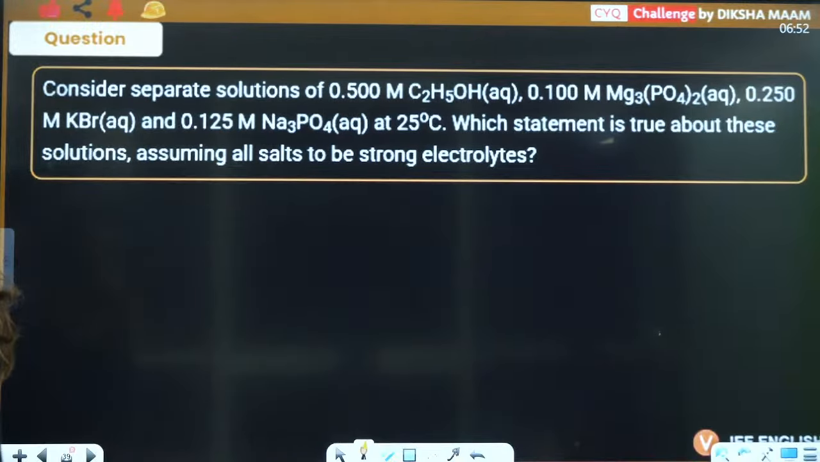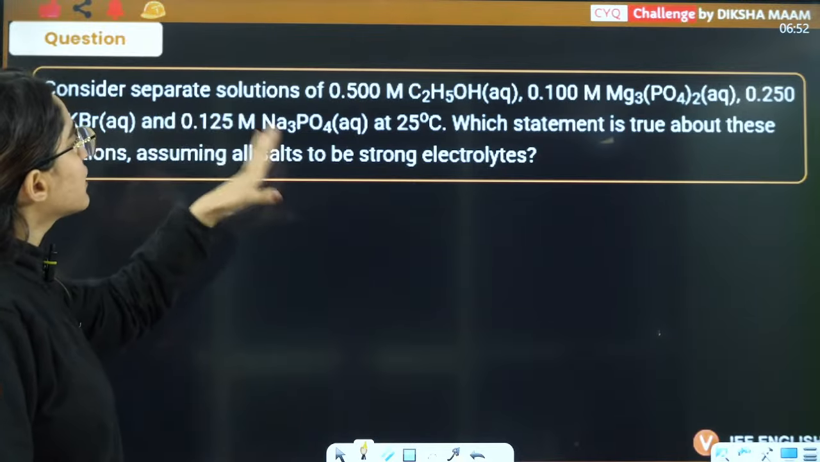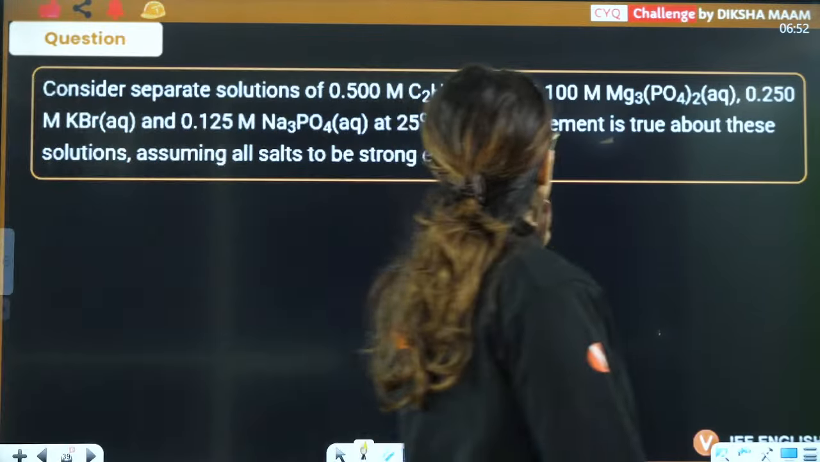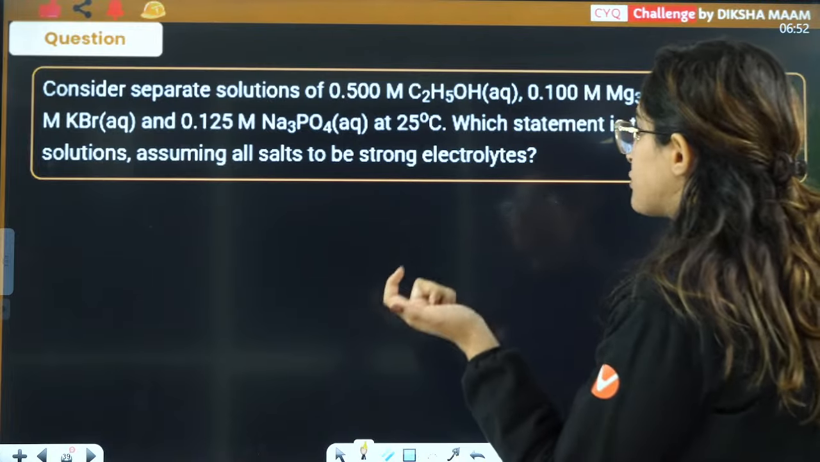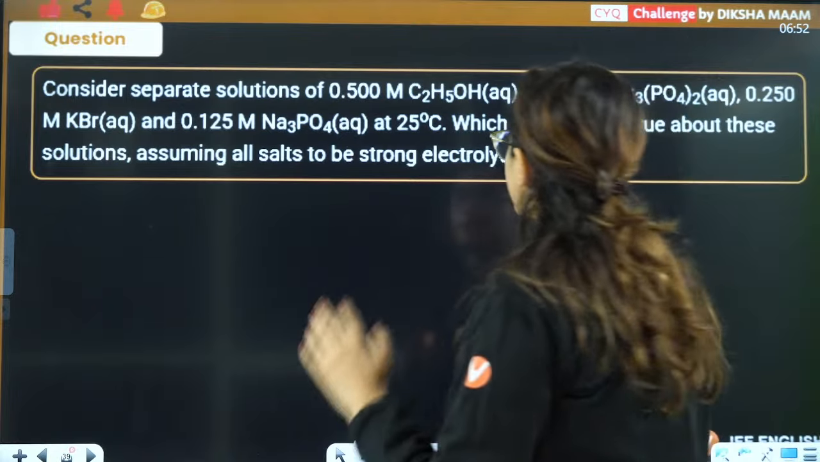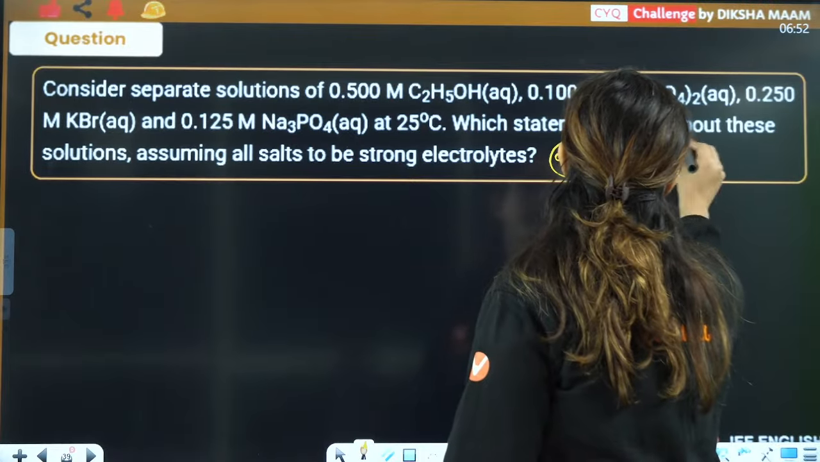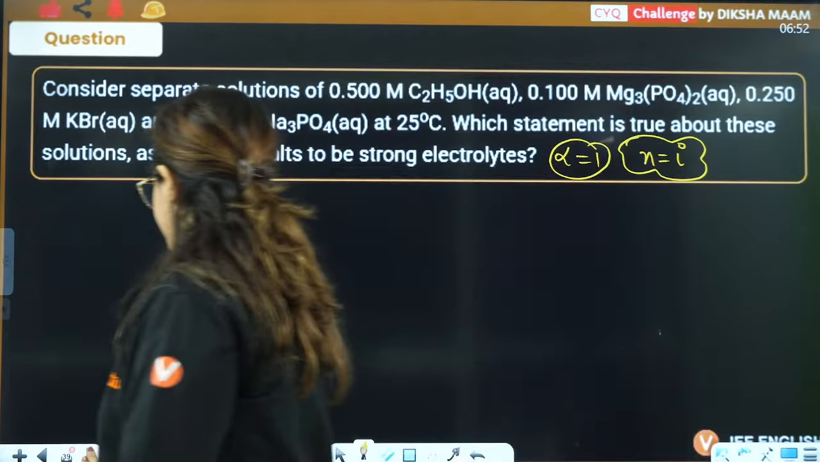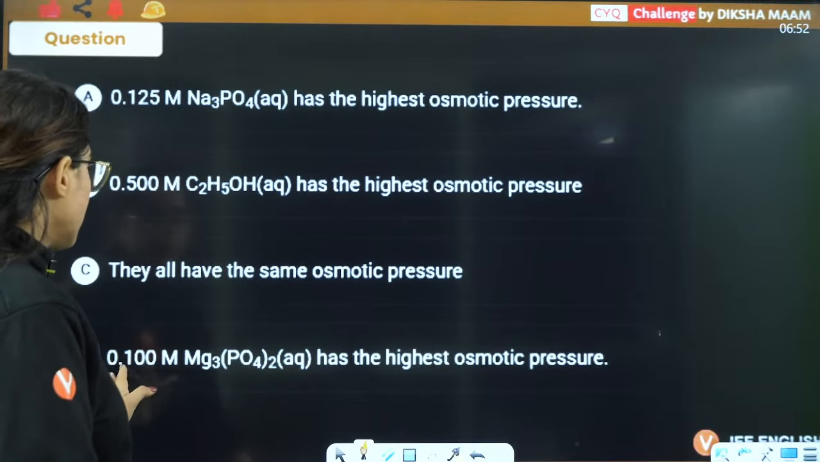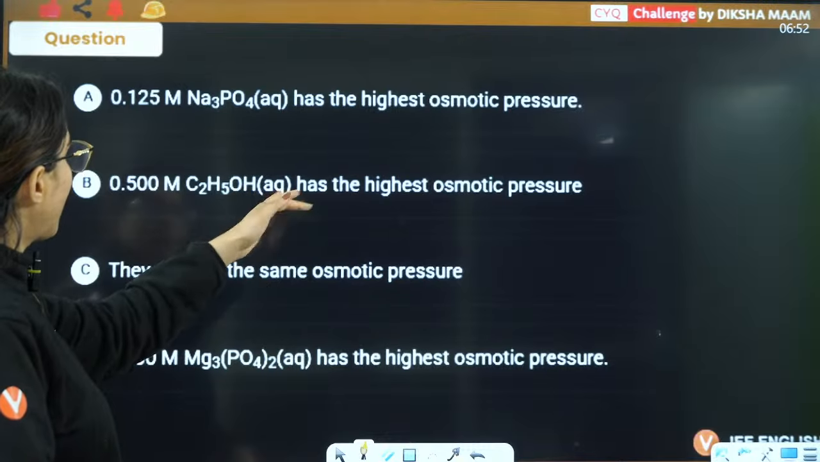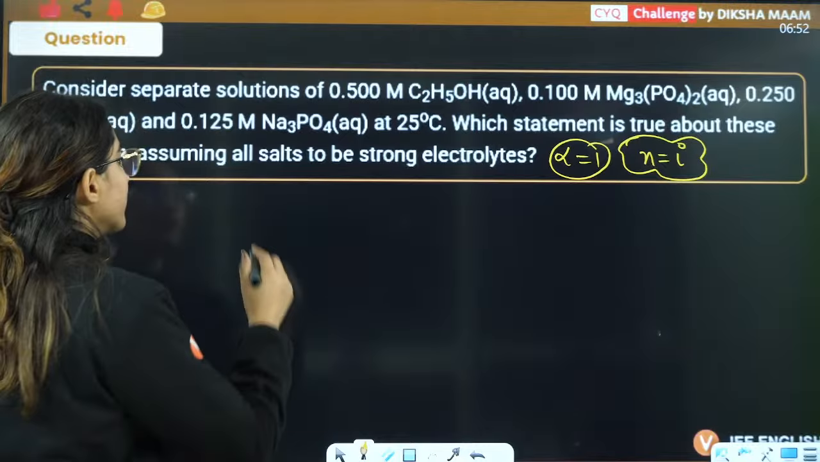Last question of today. That is, consider separate solutions of 0.5 molar of this, this, and this. Which statement is true about solutions assuming all the salts are strong electrolytes? That means alpha is equal to 1, n is equal to Van't Hoff factor, right? Now if you see, they are talking about osmotic pressure here, which has highest, same, highest, highest. So you have to find out the highest osmotic pressure. This is what they are asking.